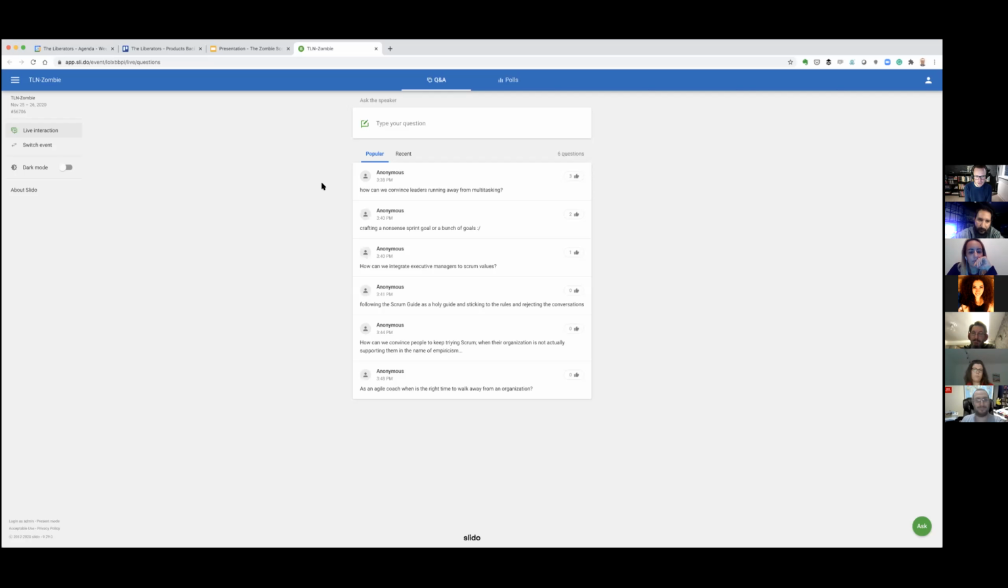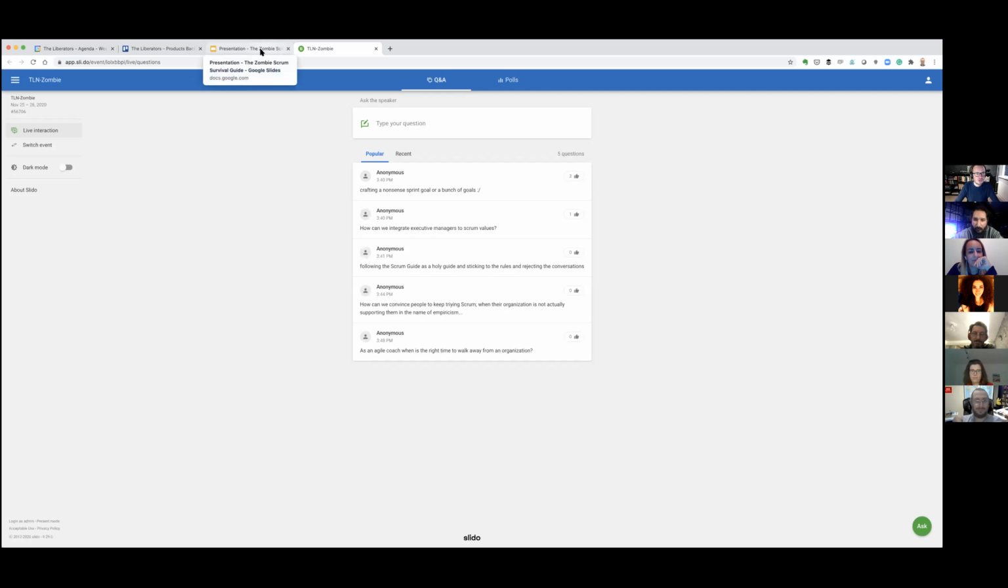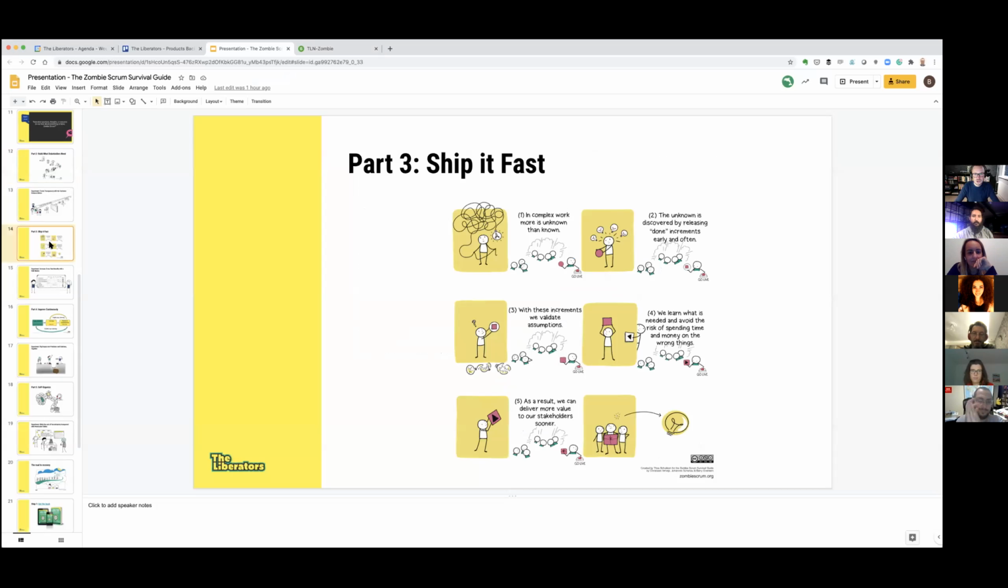I like the one, how can we convince people to keep trying Scrum when their organization is not actually supporting them in the name of empiricism? Well, I haven't created that presentation, but just show them this illustration. To me, this illustration is the essence of why people should use an empirical way of working. And the term Scrum isn't mentioned anywhere. So you won't annoy management with Scrum with this illustration, but Scrum is behind it.